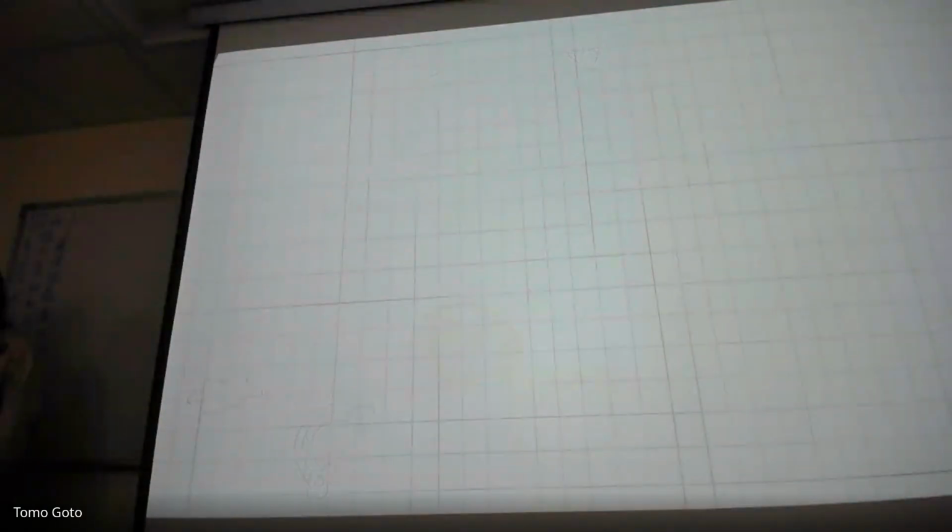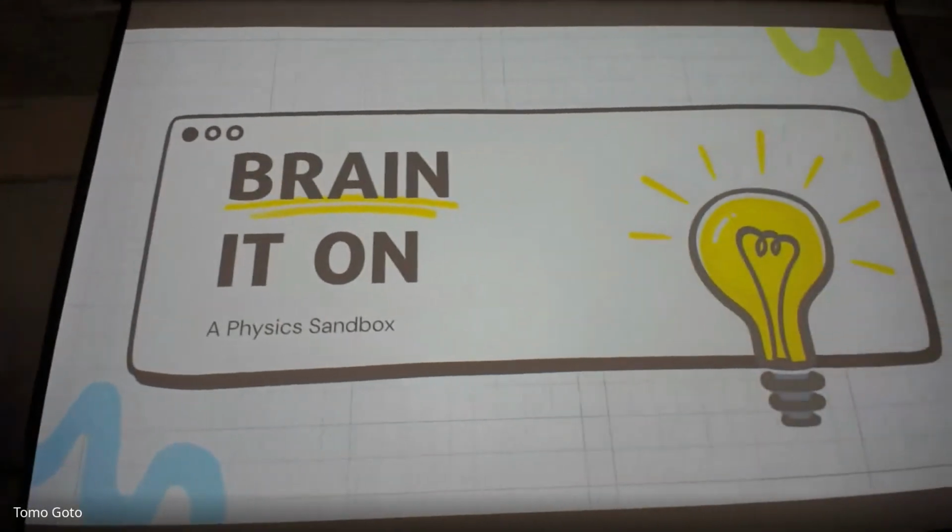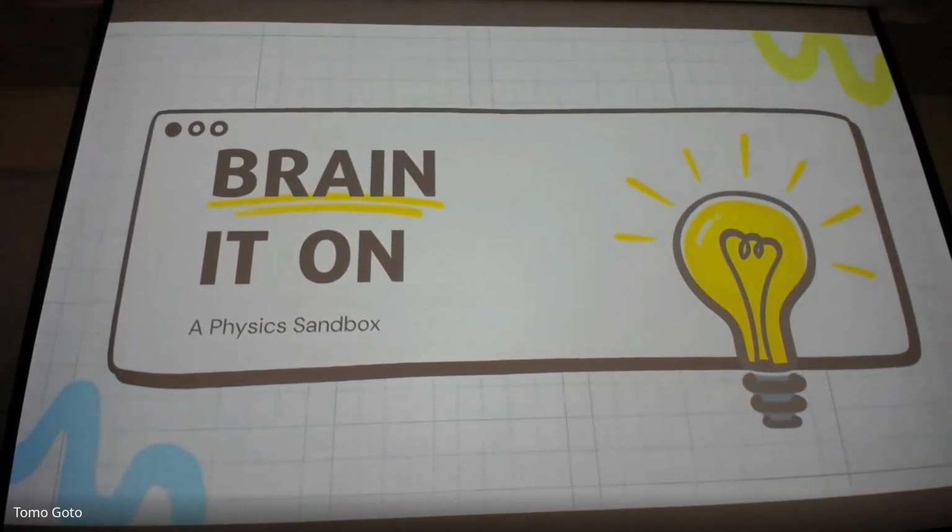In General Physics 1. So our game is called Bring It On. It's actually a physics sandbox that is available in iOS devices.